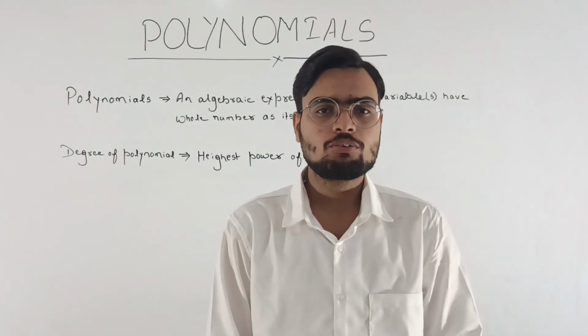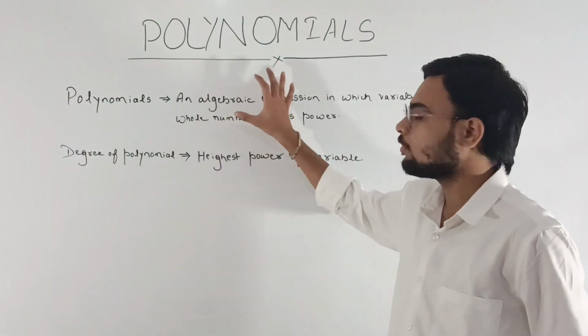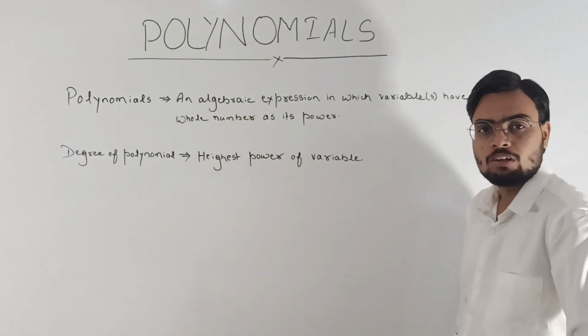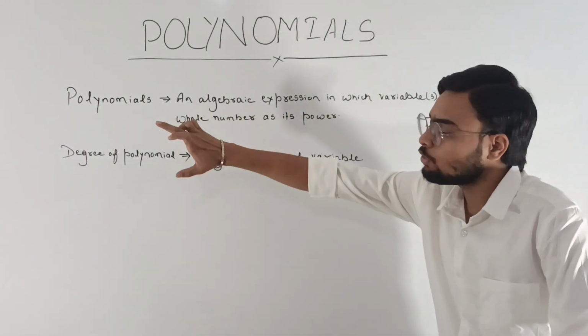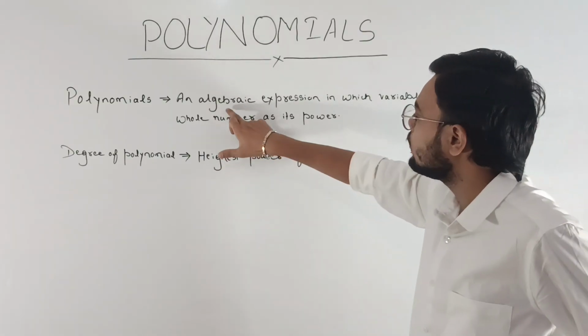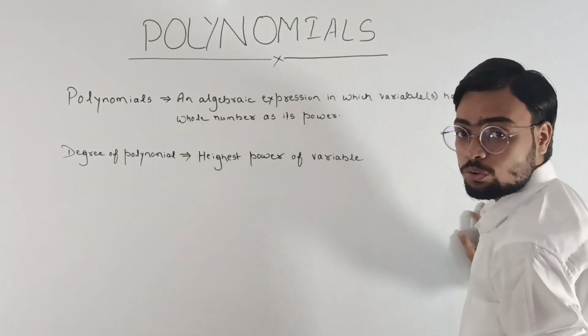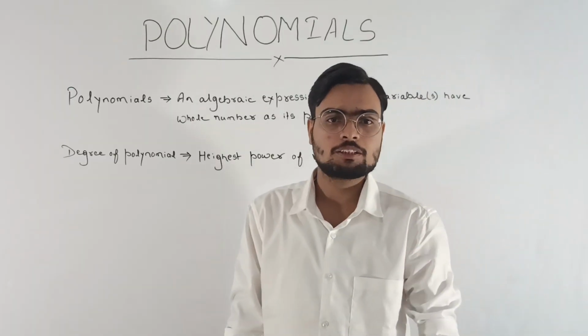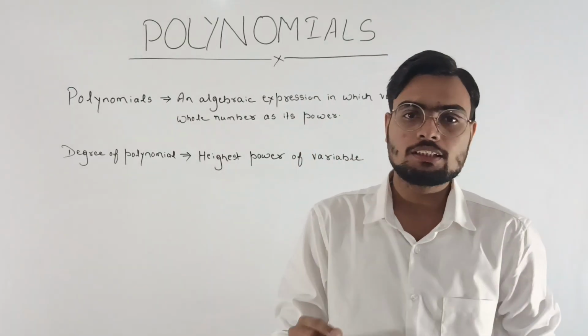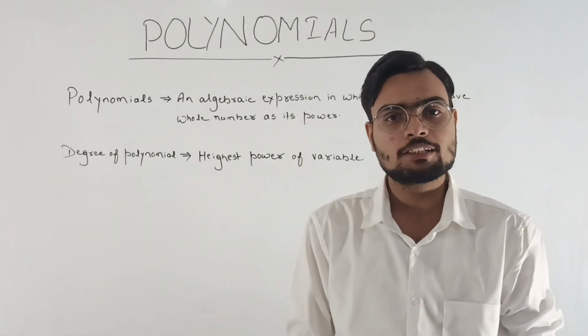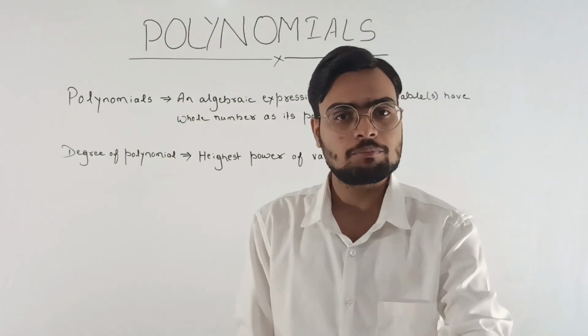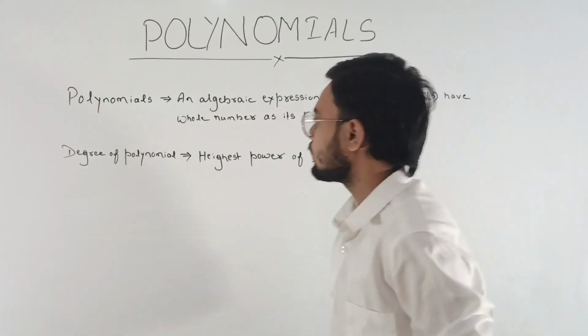In today's lecture, we are going to learn our next chapter, that is polynomials. Okay, so let's start this lecture. Now, first we see what is polynomial. A polynomial is an algebraic expression in which variable have whole number as its power. So, if you have an algebraic expression and the variable of this algebraic expression have whole number in its power, then you say that this algebraic expression is a polynomial.